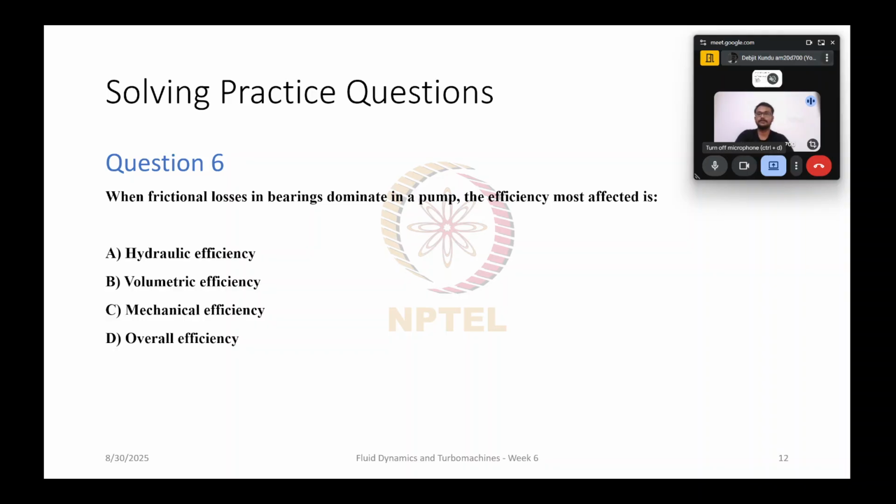Is it option A, the hydraulic efficiency? Option B, the volumetric efficiency? Option C, the mechanical efficiency? Or option D, the overall efficiency?